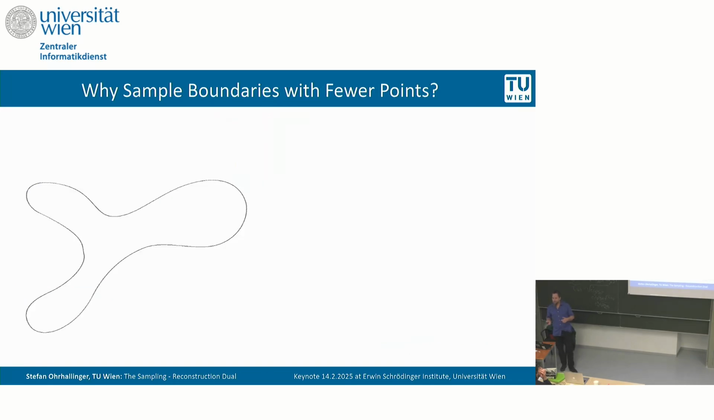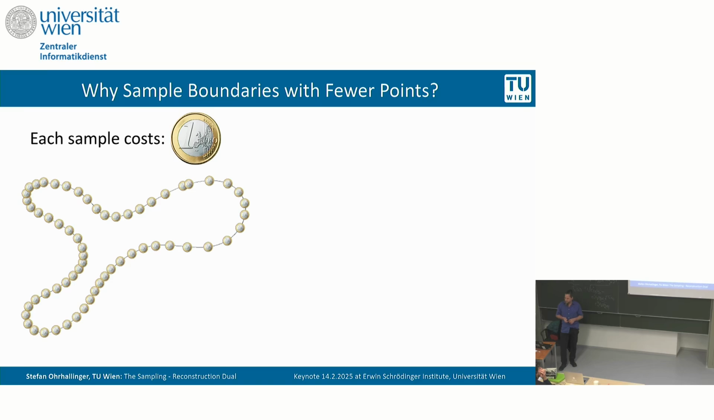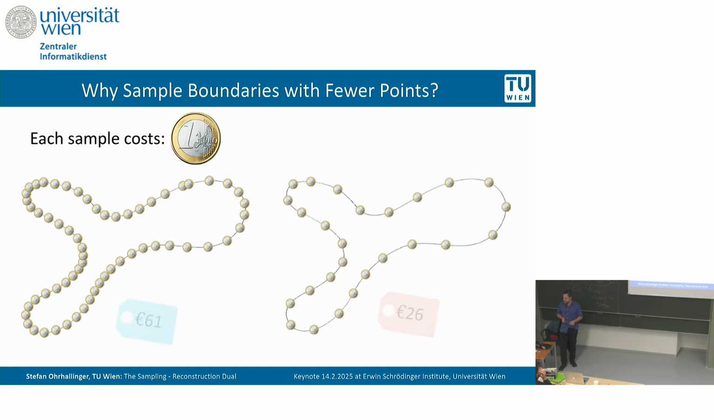So now we come to the sampling part. And the question, why do we want to sample boundaries with fewer points? Here we have a curve, a continuous curve, then we have some samples. But each sample has a cost, because we need to store it, and we need to process it. The more points, the more it costs. So if you have fewer samples, you're happy.